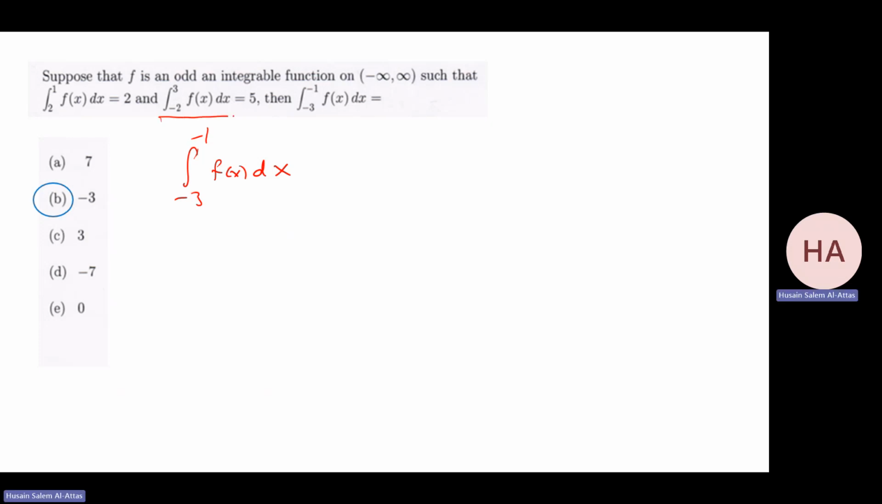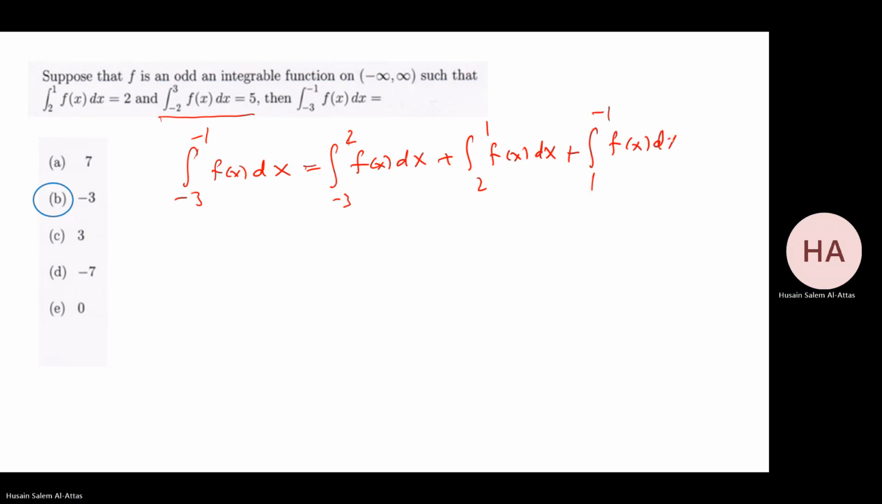Actually, I can play with this one to make it minus 3. This one I can rewrite as the integral from minus 3 to 2 of f of x dx, plus the integral from 2 to 1 of f of x dx, plus the integral from 1 to minus 1 of f of x dx. This one, if you notice, let me take it here: the integral from minus 3 to 2 of f of x dx. I can do it this way.